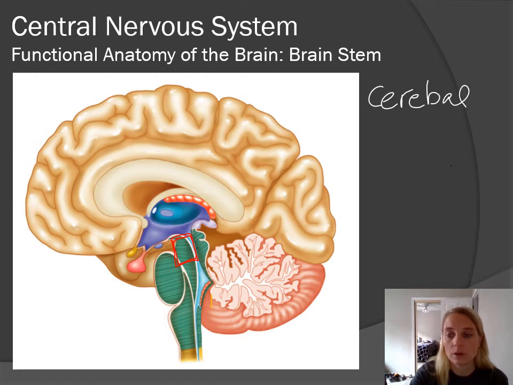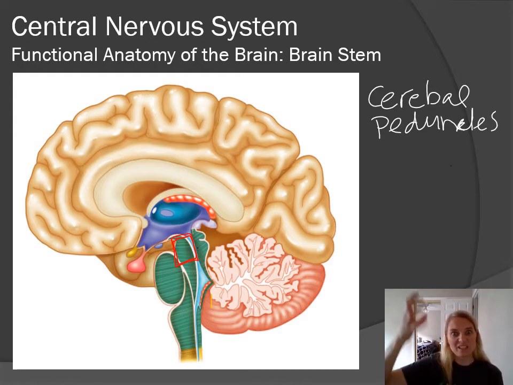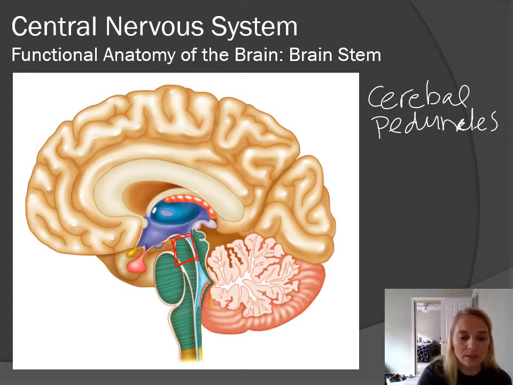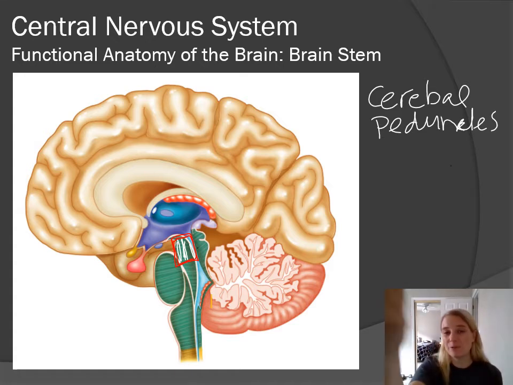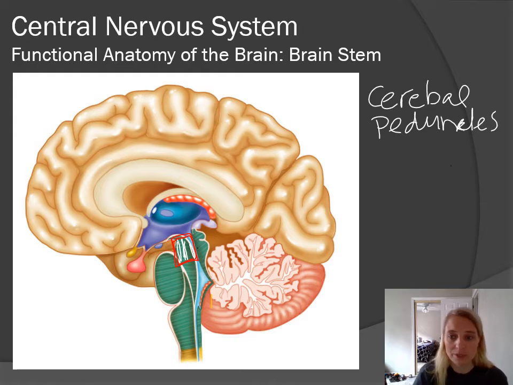Cerebral peduncles. Think of it like a big extension cord or a big phone line. It's just basically a whole bunch of ascending and descending neurons. Information going up to the thalamus, information coming down from the thalamus or the cerebrum. So it's just kind of a whole bunch of white matter, which is myelinated axons, a lot of stuff going up and down.